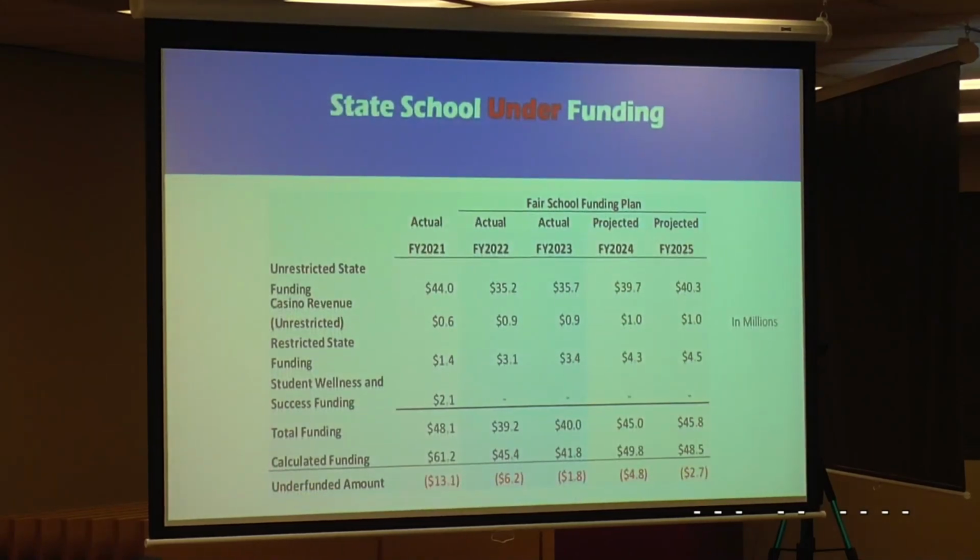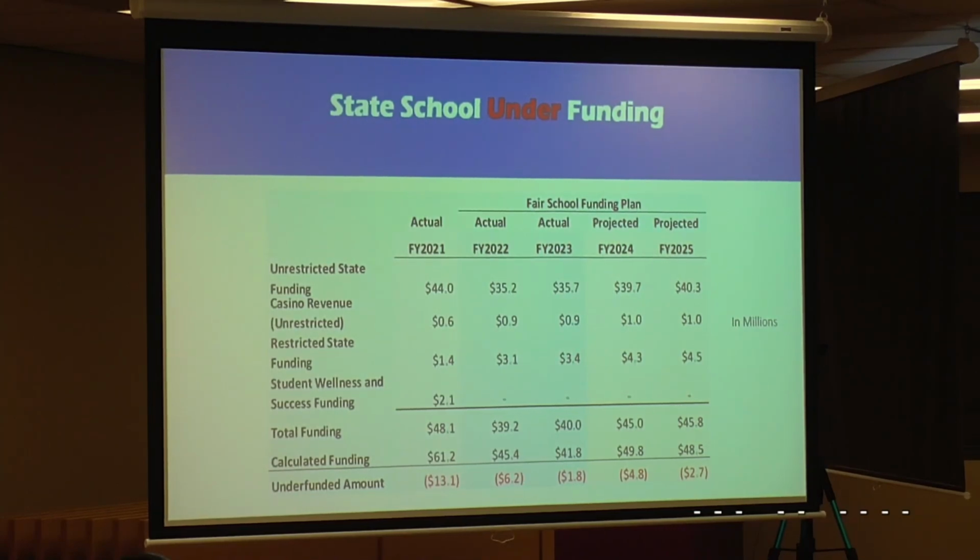Sorry. So this is just a table of the calculation. I like to call it state school underfunding when I do this. So actual fiscal year 2021, that was the non-formula that we had, where we just continued to receive the same funding we had in the previous year. And then the governor threw in the student wellness and success funds. We were underfunded in that year by $13.1 million.